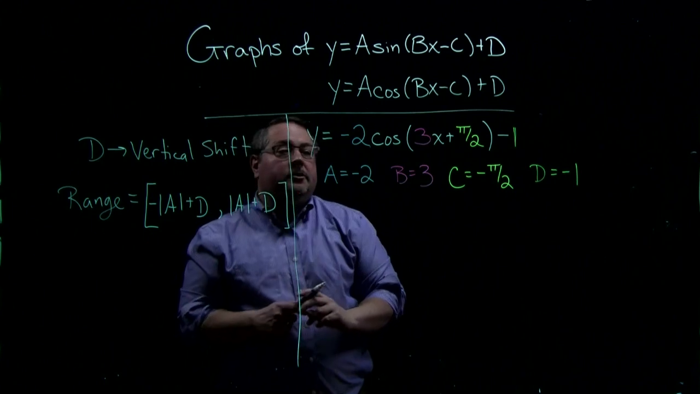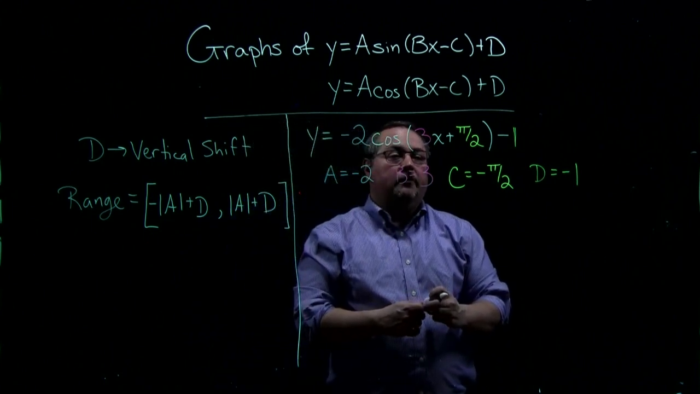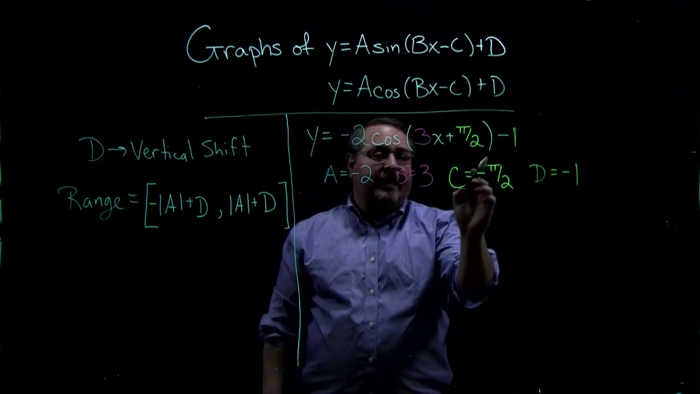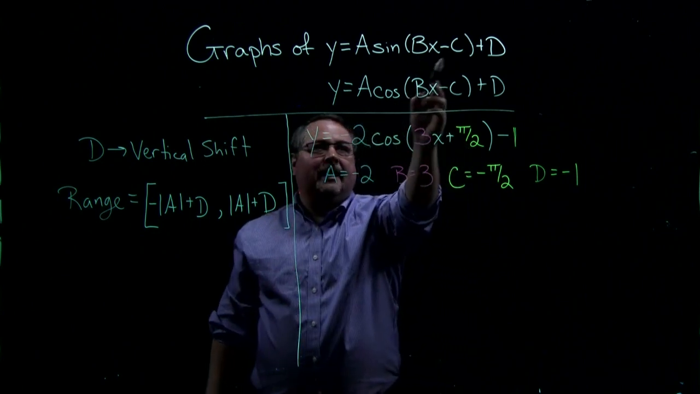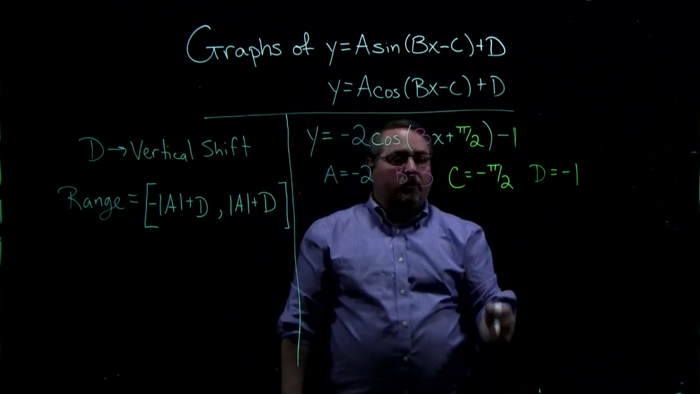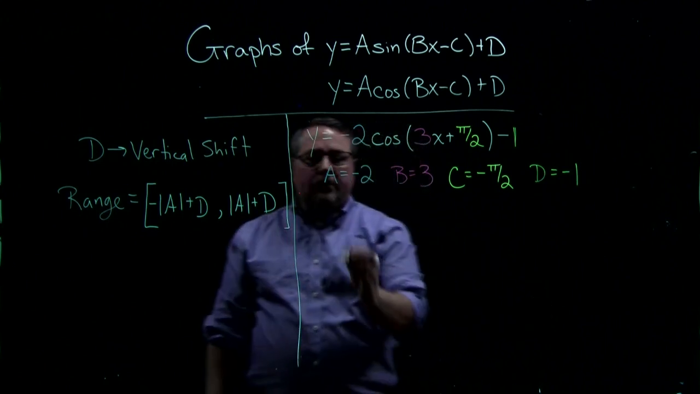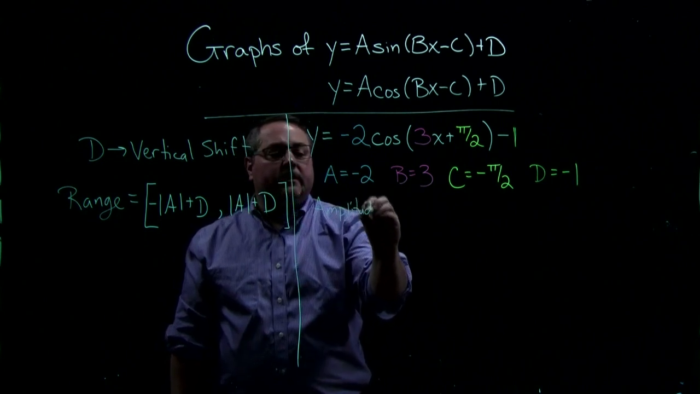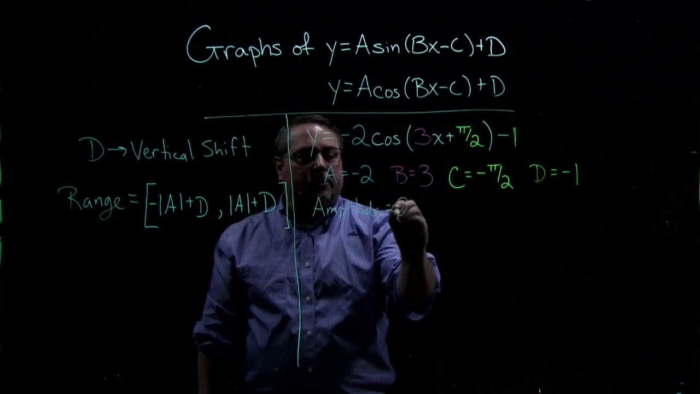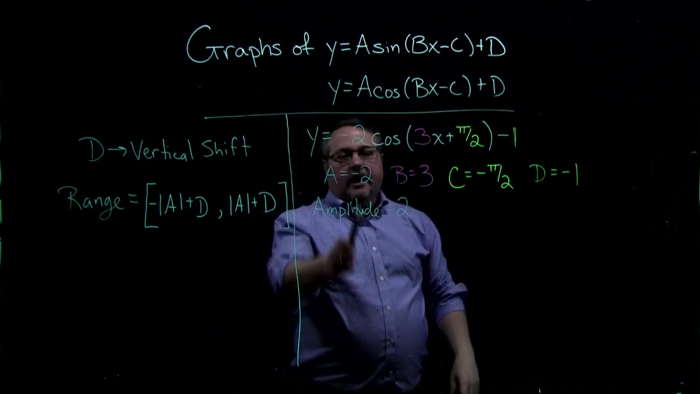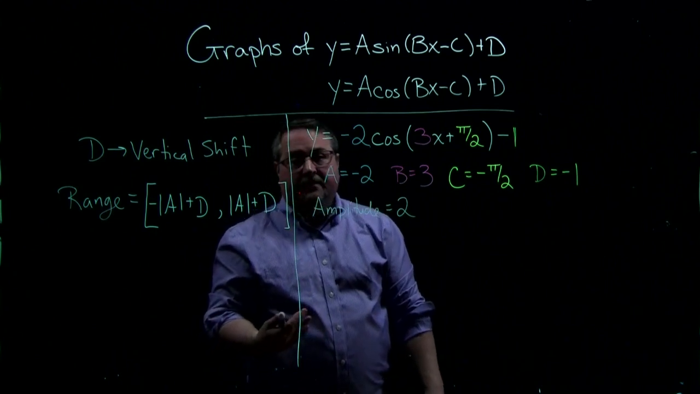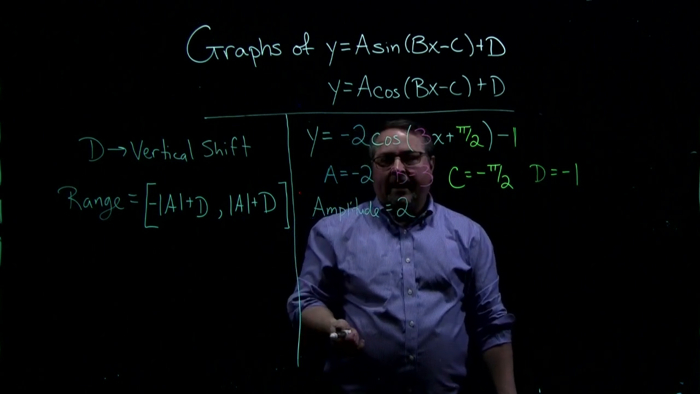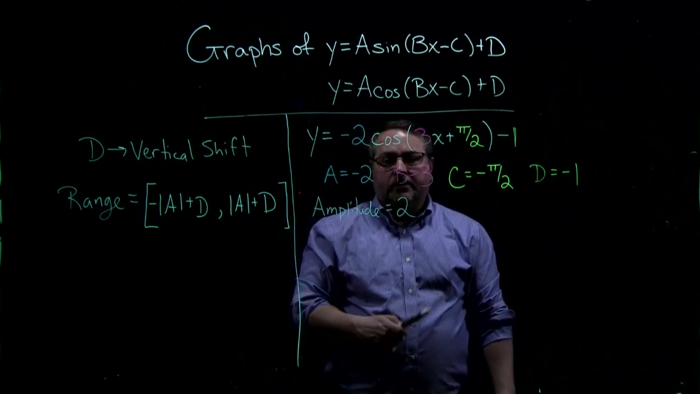So here I've selected negative 2 times the cosine of 3x plus pi over 2 minus 1. So here our a is negative 2, our b is 3, our c is negative pi over 2, because remember, we're thinking bx minus c. So c is negative pi over 2, d is negative 1. Okay, so in this case, our amplitude is going to be 2. Remember, we take the absolute value of a, that's our amplitude, because amplitude is always a positive number. This minus means that we're going to be flipping our graph upside down as well, but that will be evident when we start doing our quarter points.